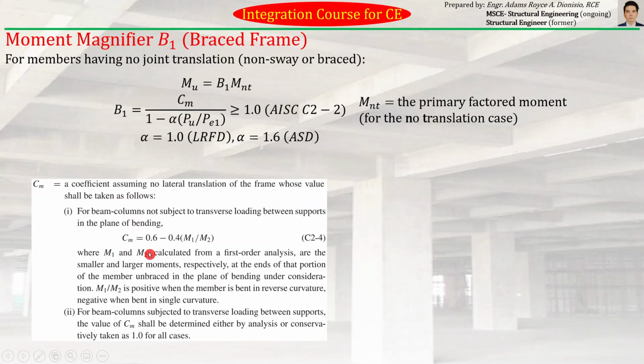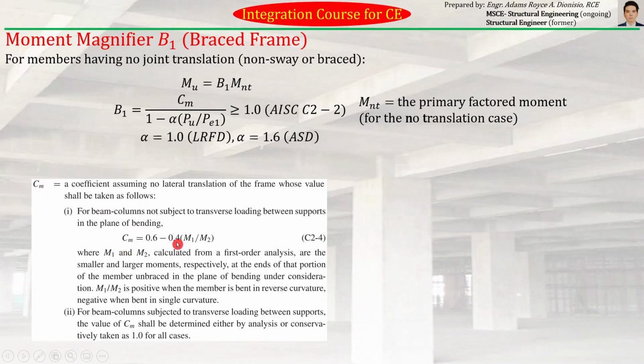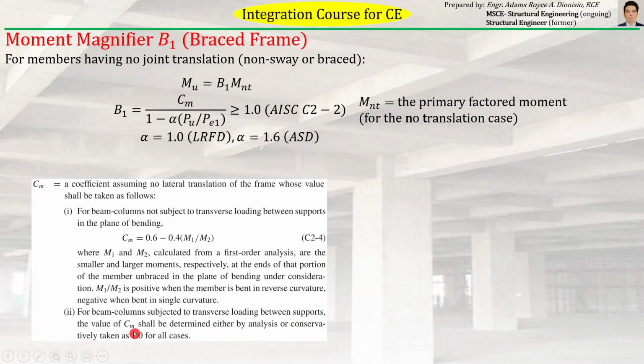At yung dalawang value ng Cm, Cm can be equal to 0.6 minus 0.4 quantity M1 over M2 for beam columns not subject to transverse loading. Okay, yung mga column or yung mga members natin na walang transverse loading, we can just use yung Cm is equal to this. For beam column subjected to transverse loading, or yung may mga loads along the body of the member, you can just compute Cm using either by analysis or you can just conservatively use 1 for all cases. Okay.